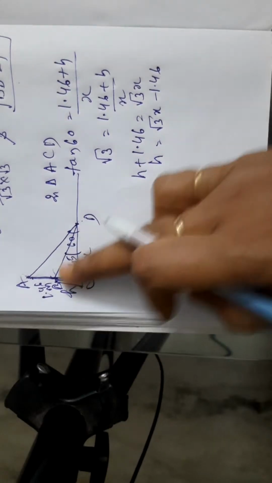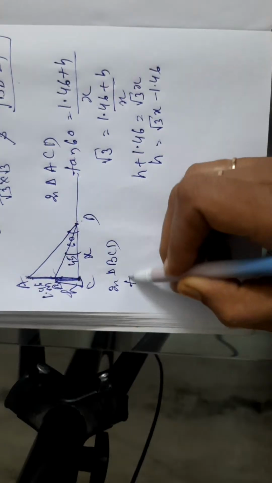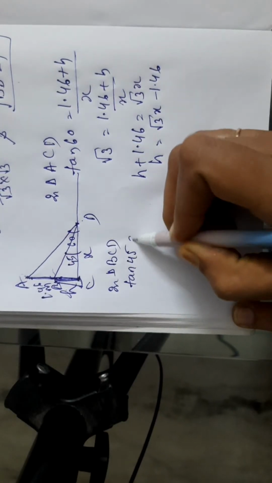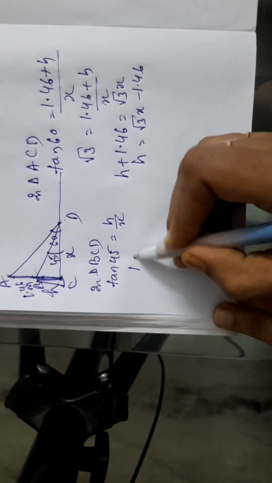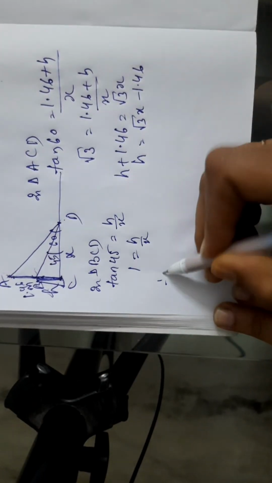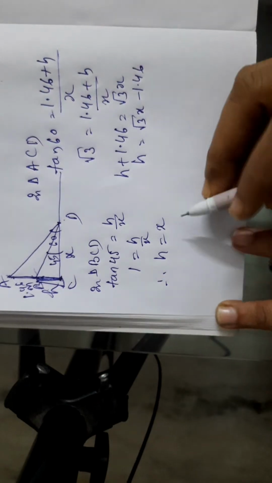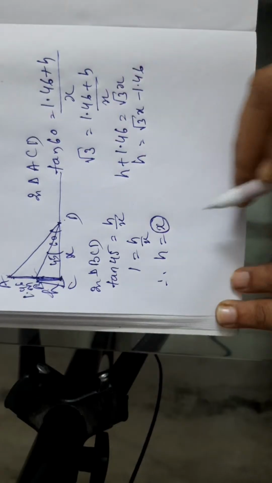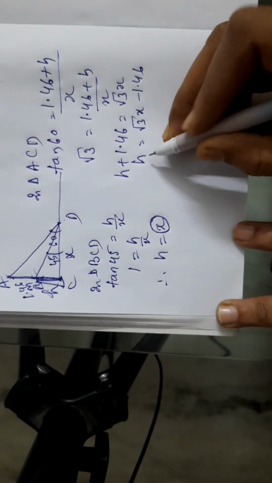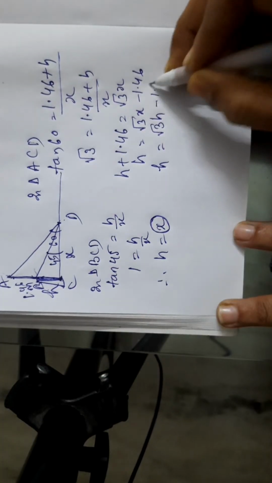Now starting with the smaller triangle. In triangle BCD, tan 45 is equal to h upon x. tan 45 is 1. So h is equal to x. We got the value of h as x. As we need to find the height of the pedestal, we'll replace x with h. So replace x with h: root 3 h minus 1.46.